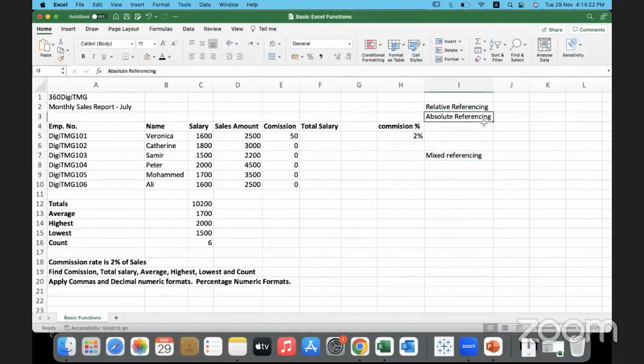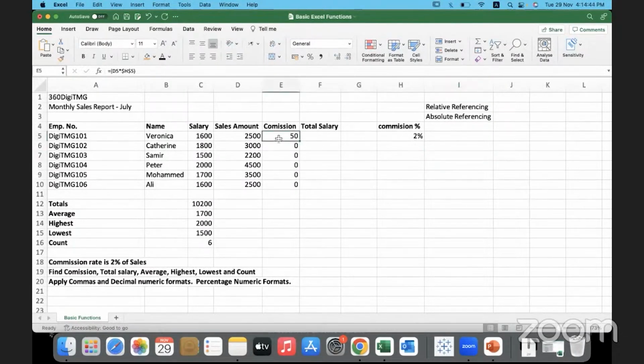If both are absolute, we are locking a cell in place, that is absolute referencing. If both of them are going to change, that is relative referencing. If one of them is constant and the other changes, that is mixed referencing. We will see examples of mixed referencing further into the training, but today we are focusing on relative and absolute. So relative, I hope, is clear.